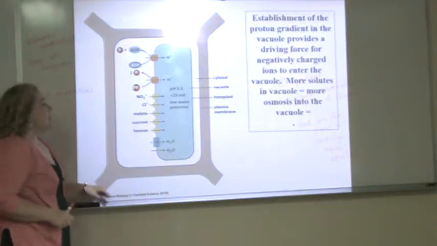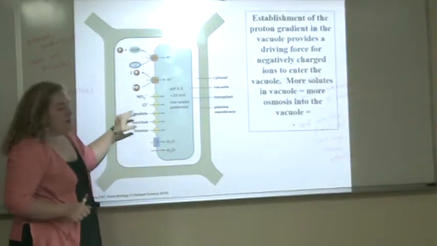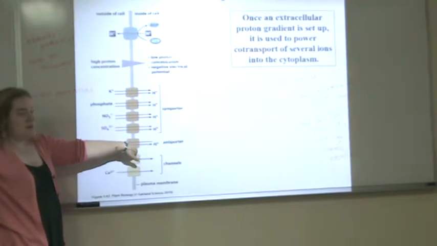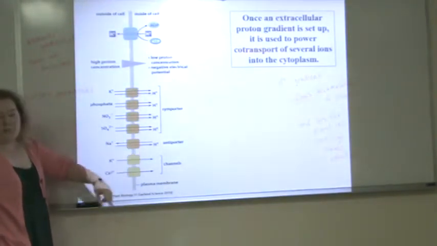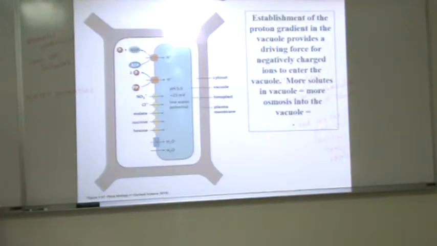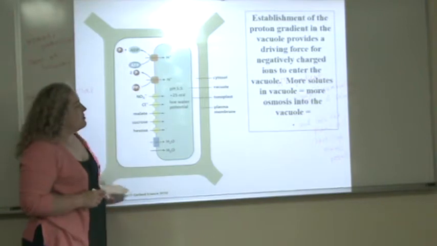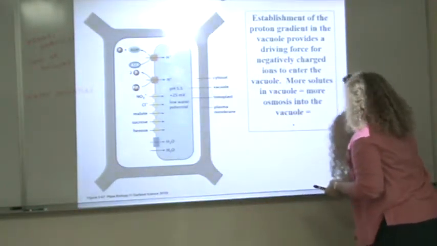Okay, now we look at this figure. So we have been looking at proton pumps that are oriented across the plasma membrane, just the regular plasma membrane in a plant cell. Now we're looking at proton pumps that are going across the tonoplast. So remember, tonoplast is the membrane around the vacuole.